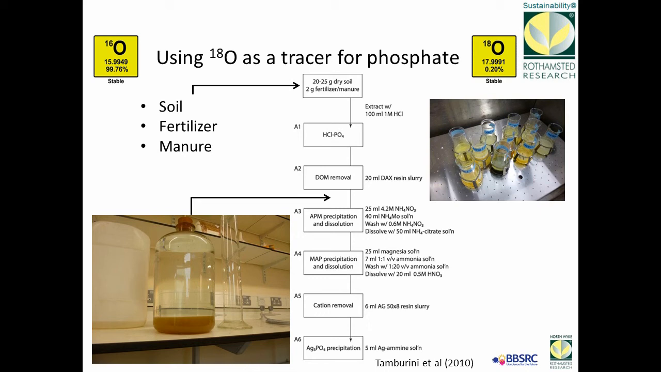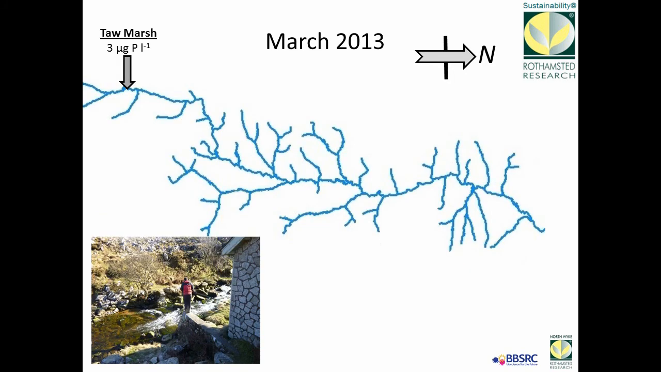This is how we do it. We take our solid material up here and we extract the phosphate from it using an acid or water, and this whole process down here takes about 5 days. What we're effectively doing is turning our soluble phosphate into a solid, pure compound, which we can then run on the mass spec. We turn it into a silver phosphate. The whole process is designed really to remove organic matter and any other compounds which could contain oxygen and therefore confound our final value.